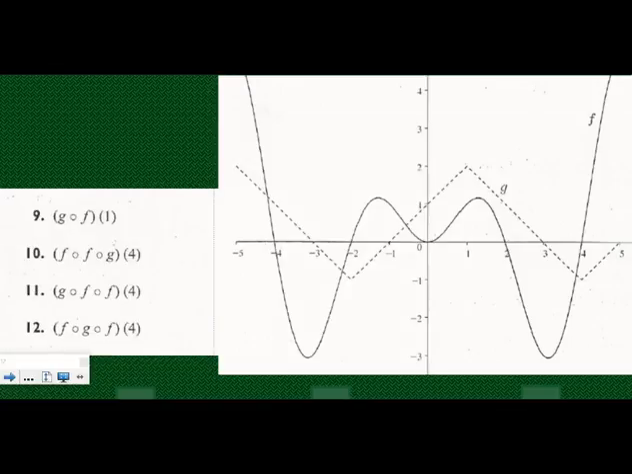And here's a new set. We don't have to do all of these, but maybe we'll pick off one of these 3-stage ones, these 3 compositions. Let's do number 10. f composed with g of 4. First find g of 4. Let's see, at x is 4, g is negative 1. f of negative 1 would be 0, and then f of 0 would be positive 1. So number 10 here is positive 1.